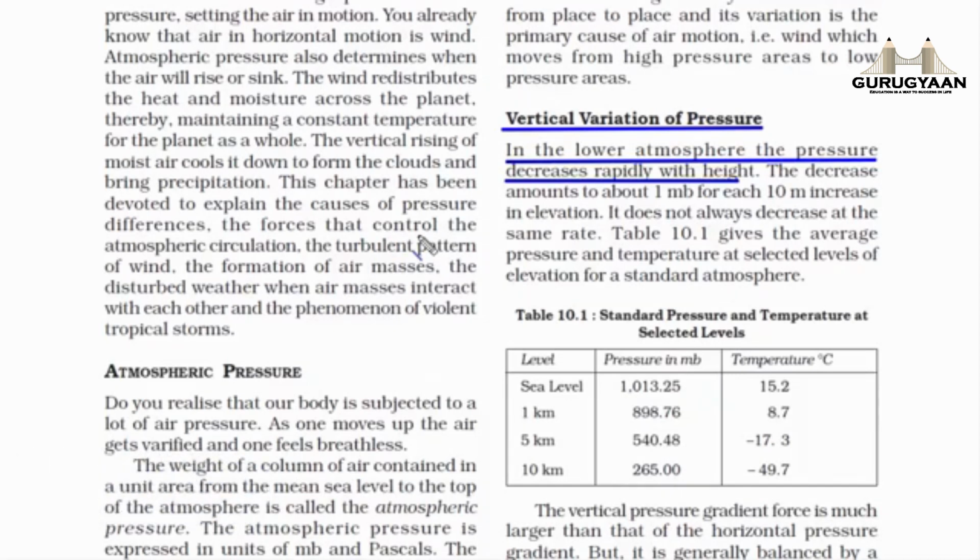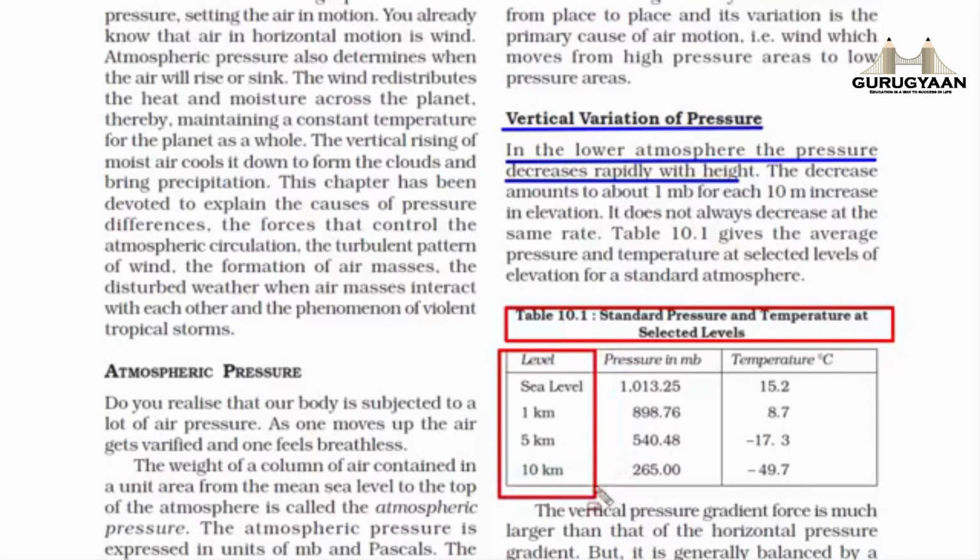Now when you look at this table 10.1, here you see that on the left side you have the column where it shows from sea level, that is the ground level. It goes up to 10 kilometers, that is the end of the troposphere. And next to it is the column with pressure. And again next to it you see the column which represents temperature. And it clearly tells you that as the temperature increases, the pressure increases. When the temperature decreases, the pressure also decreases.